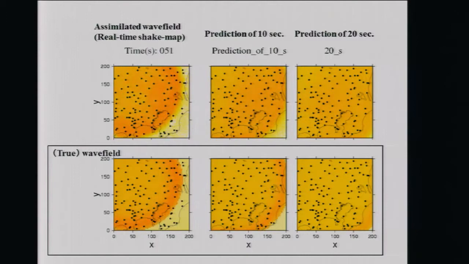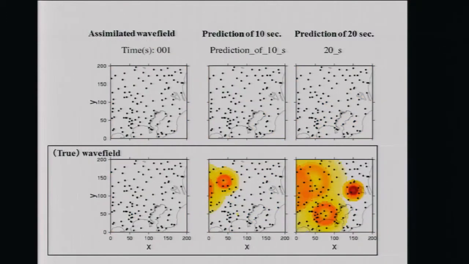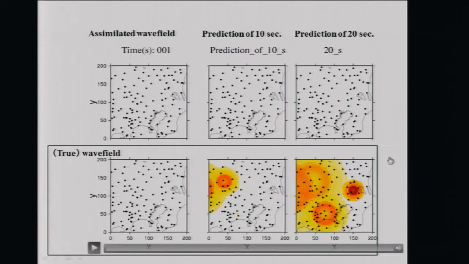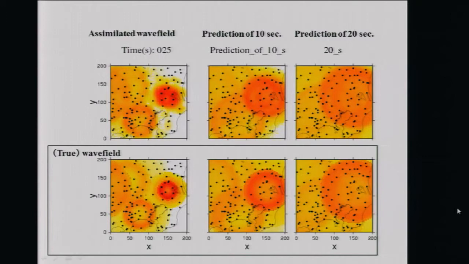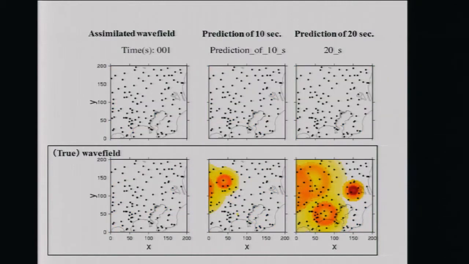So what about a more complicated case of multiple simultaneous earthquakes? This is a case of multiple simultaneous earthquakes. Okay, something like that. So it looks good, but these are synthesized data. So what about actually observed data? So I brought data from the Tohoku earthquake.